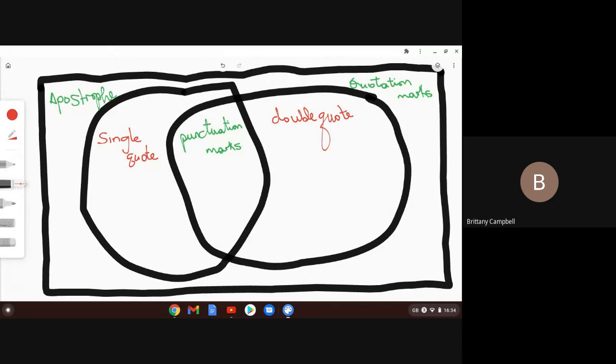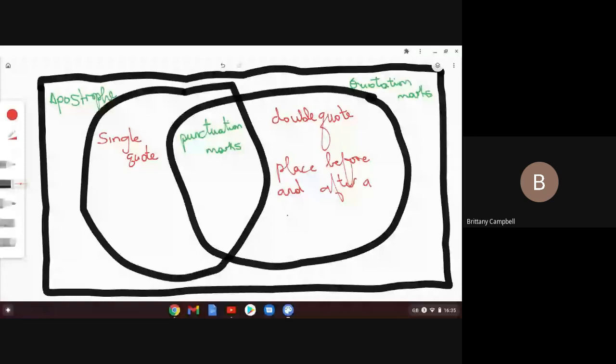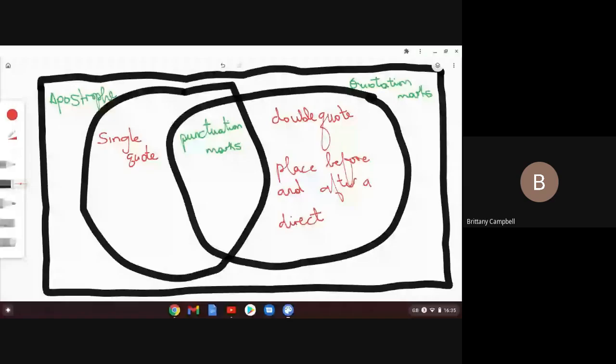So you're saying it is placed before and after a direct quote. Awesome. All right. Anything else?